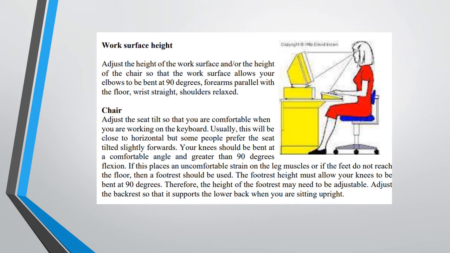Work surface height. Adjust the height of the work surface and/or the height of the chair so that the work surface allows your elbows to bend at 90 degrees, forearms parallel with the floor, wrists straight, shoulders relaxed.